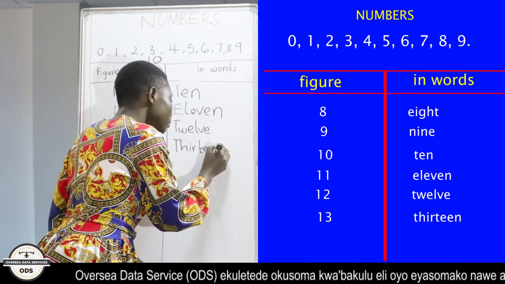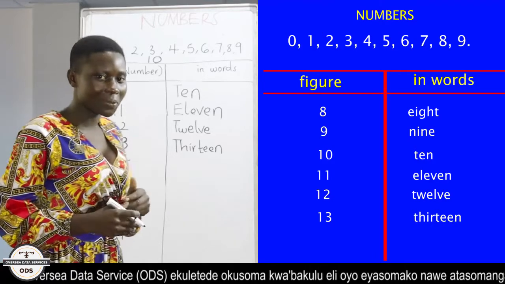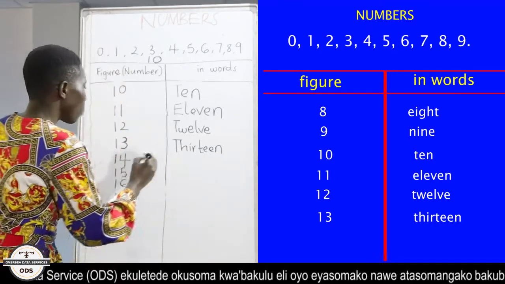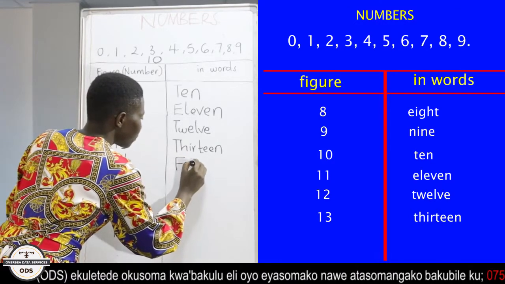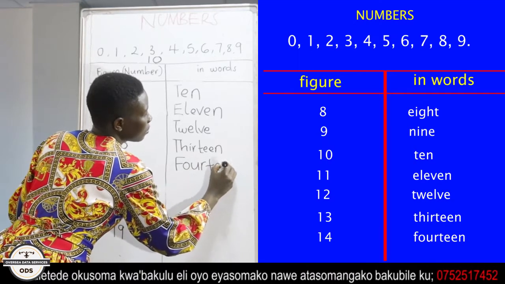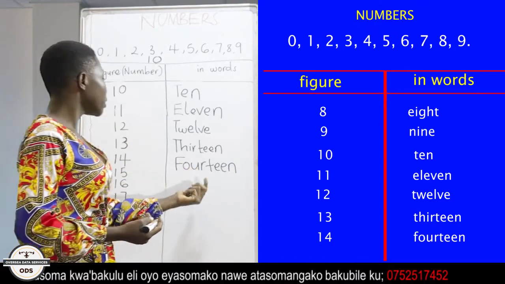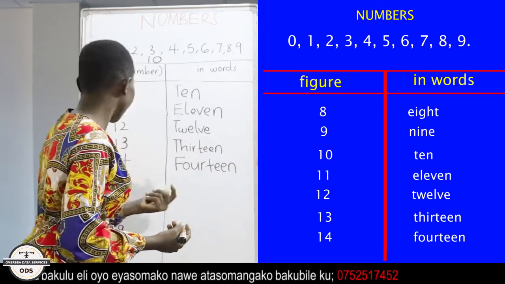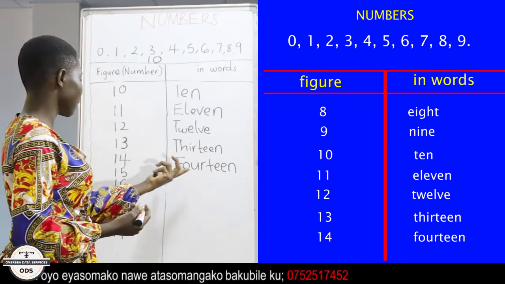Let us first learn how to write them, then I'm going to tell you where they got this word. Okay? We have 14. This is 14, F-O-U-R-T-E-E-N. That is 14 in words.